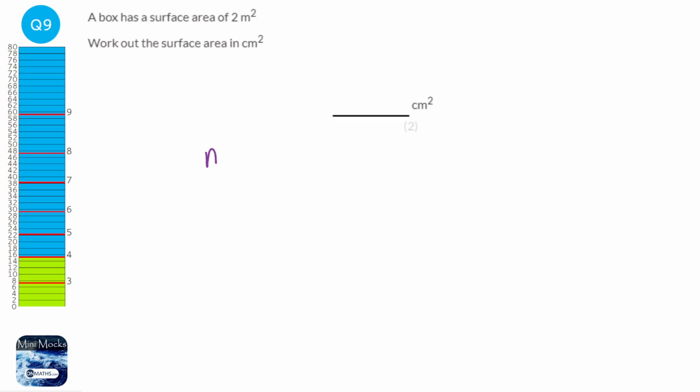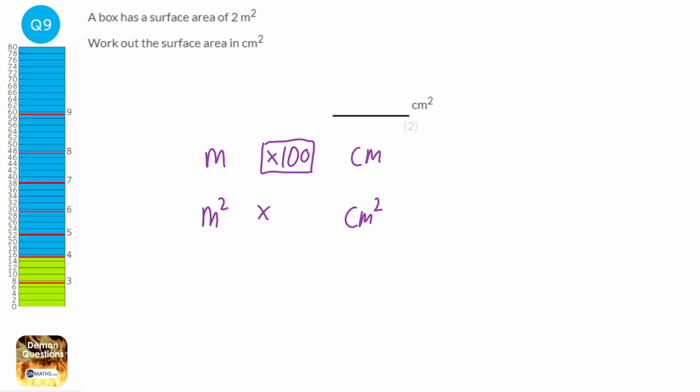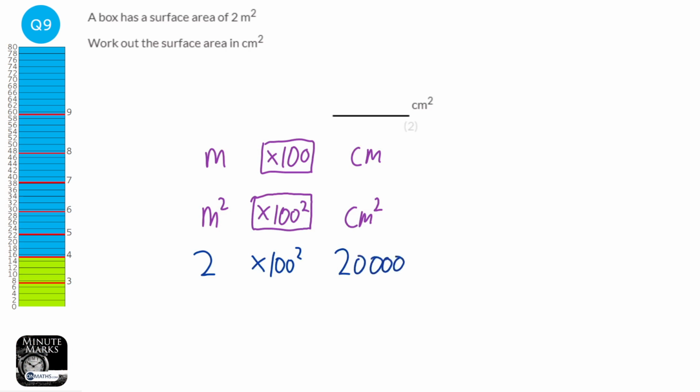To go from metres to centimetres, we obviously times by 100. But to go from metres squared to centimetres squared, we times by 100 per dimension. Now, whenever we talk about things in metres squared, we're talking about areas which have 2 dimensions. So we times it by 100 squared. So when we've got 2 metres squared here, we times by 100 squared to get it into centimetres squared. So that's going to be 20,000.